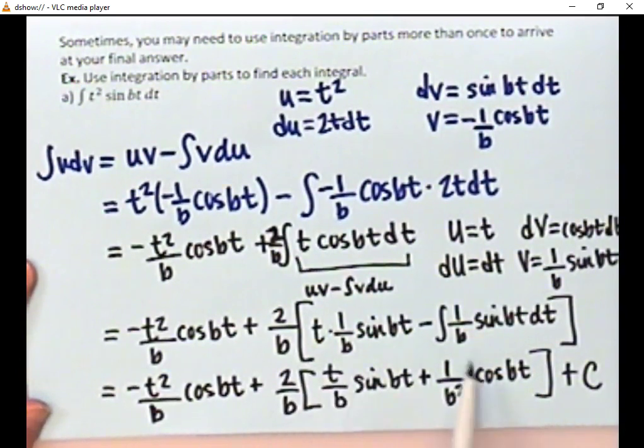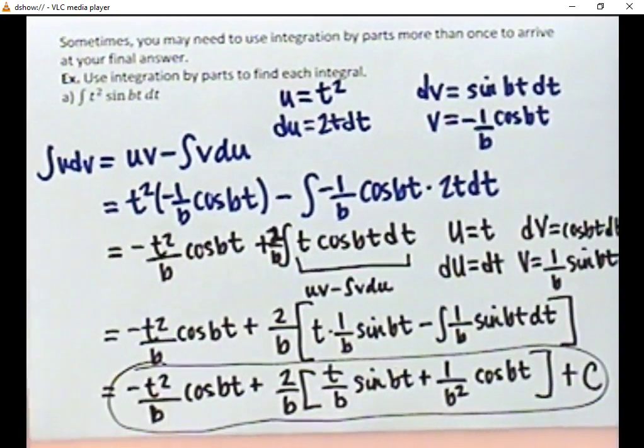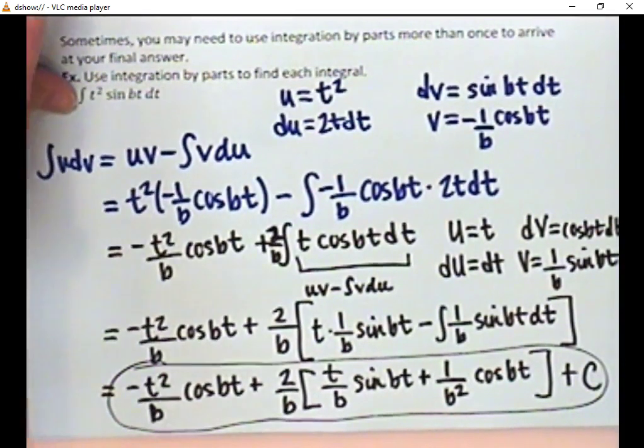You could distribute the 2 over b in if you wanted to. Either of those forms would be fine. So it's a matter of what you want to do there. You can't really combine any like terms, but you could distribute that in. If you don't, make sure that you leave it in brackets so we know what it applies to.